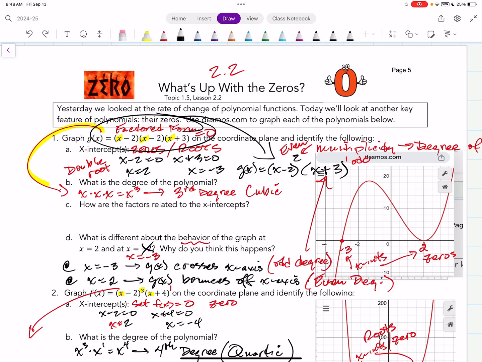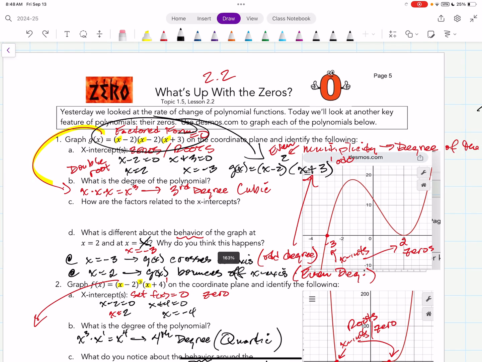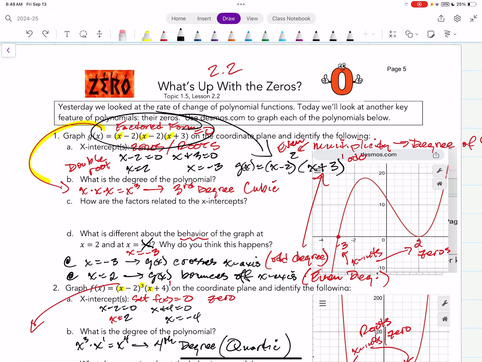Mr. Ainsworth in here, and we're going to follow up and do the second half of our lesson in Unit 2, Section 2, dealing with zeros and x-intercepts and talking about multiplicity of a function. Let's do a little review. In our first example, we have a g of x in factored form, and we talked about how to find its roots or zeros by setting each factor equal to 0.